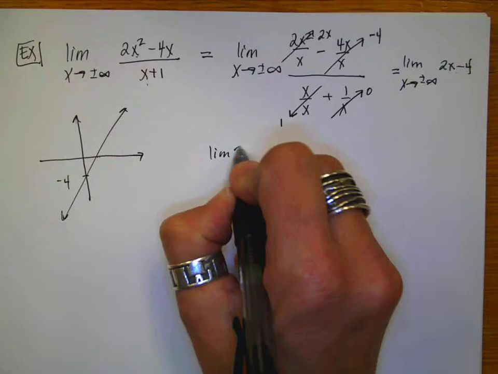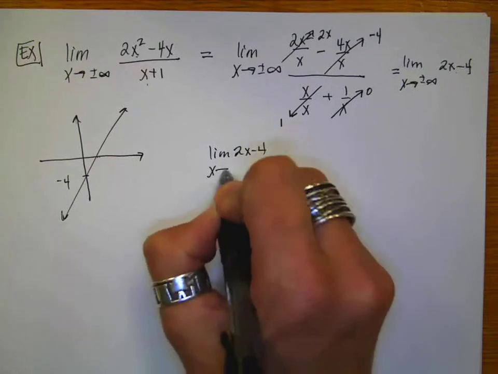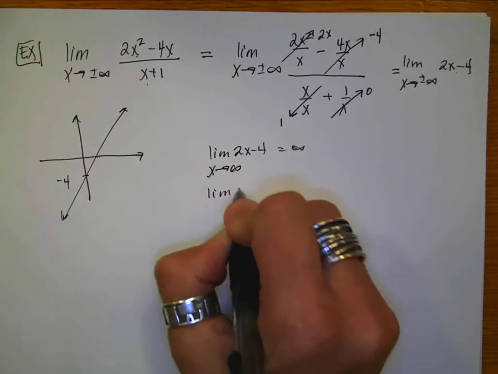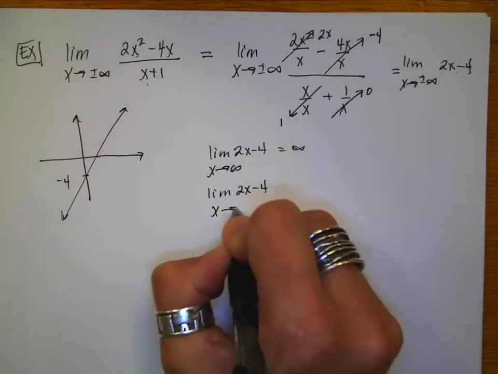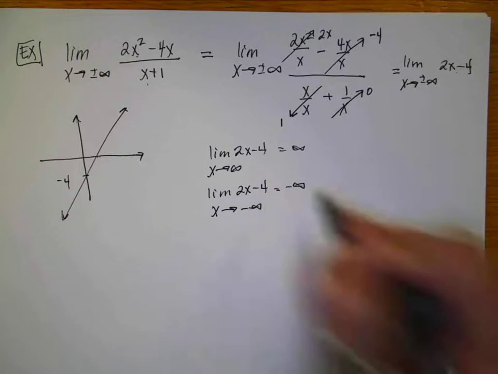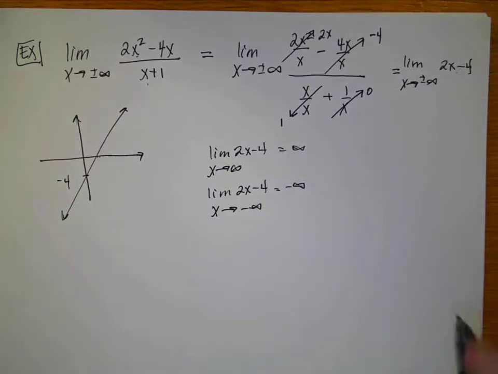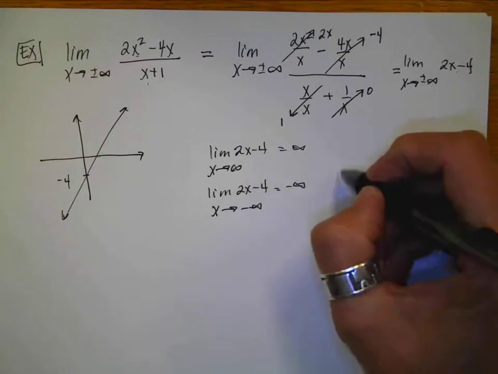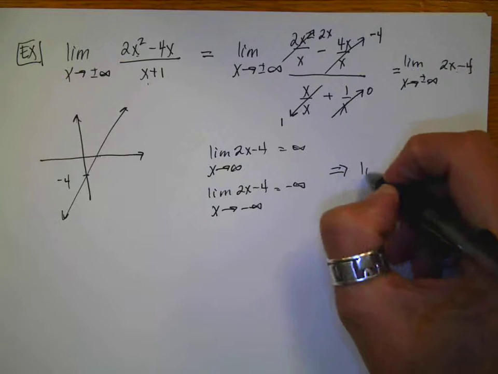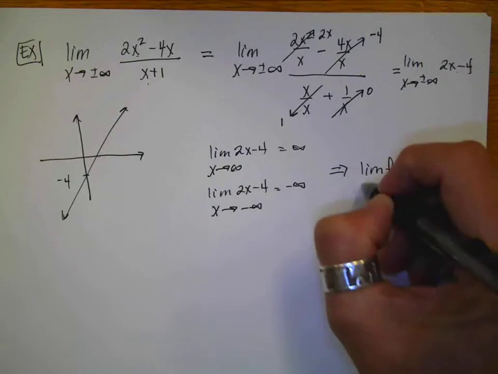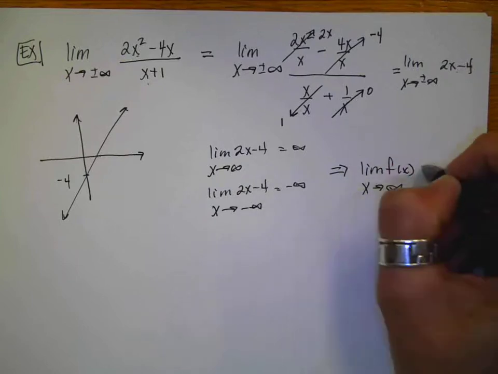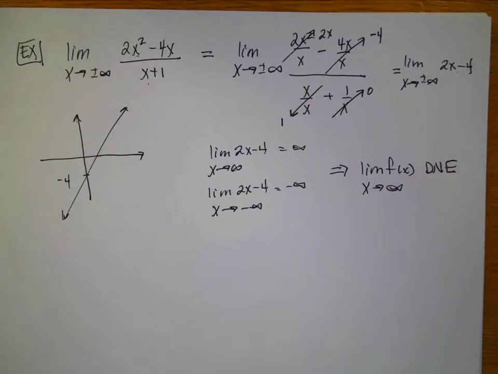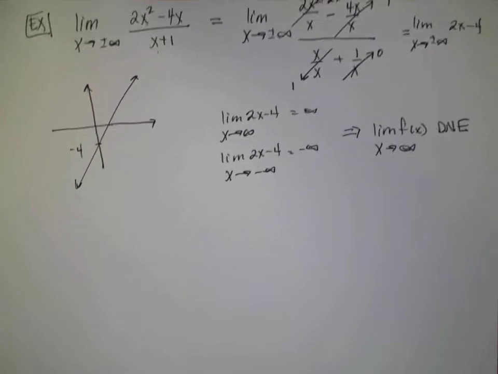Well, what happens as x approaches positive infinity? The limit of 2x minus 4 as x approaches positive infinity is going to be positive infinity. And the limit of 2x minus 4 as x approaches negative infinity is negative infinity. Besides the fact that there's nothing to limit the behavior of the graph, they both approach different values. Therefore, the limit of f of x as x approaches infinity does not exist.